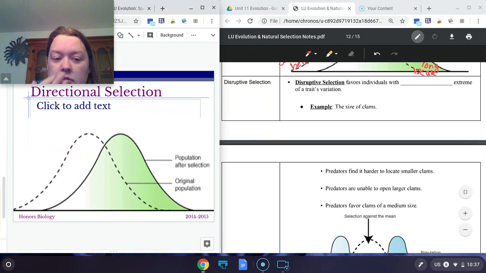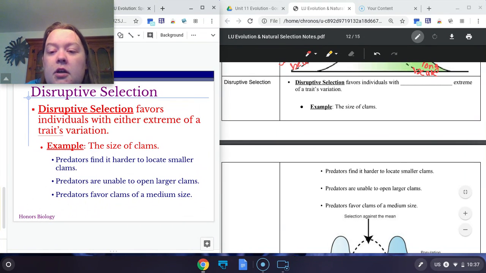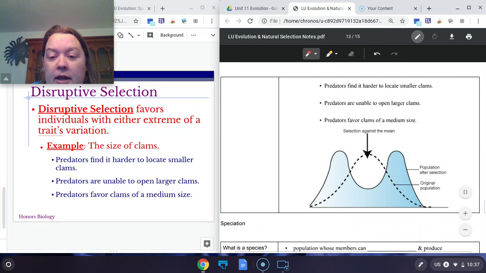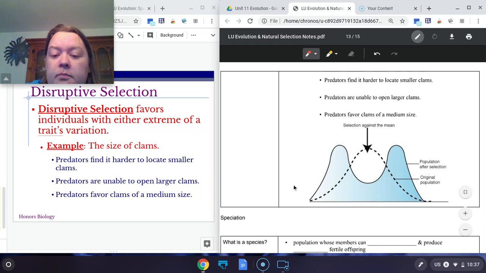And our last one is disruptive selection. Disruptive selection favors individuals with either extreme. So either extreme is beneficial, but being in the middle is not. An example of this would be the size of clams. If you're a small clam, you're really, really hard to find. So predators can't find you to eat you. And if you're a large clam, they can find you, but they can't open you. So you're too big to be opened, so you're safe. But if you're a middle-sized clam, they can find you and they can eat you. So it's not beneficial to be a middle-sized clam. Therefore, most clams are going to be small or large, but rarely in the middle.